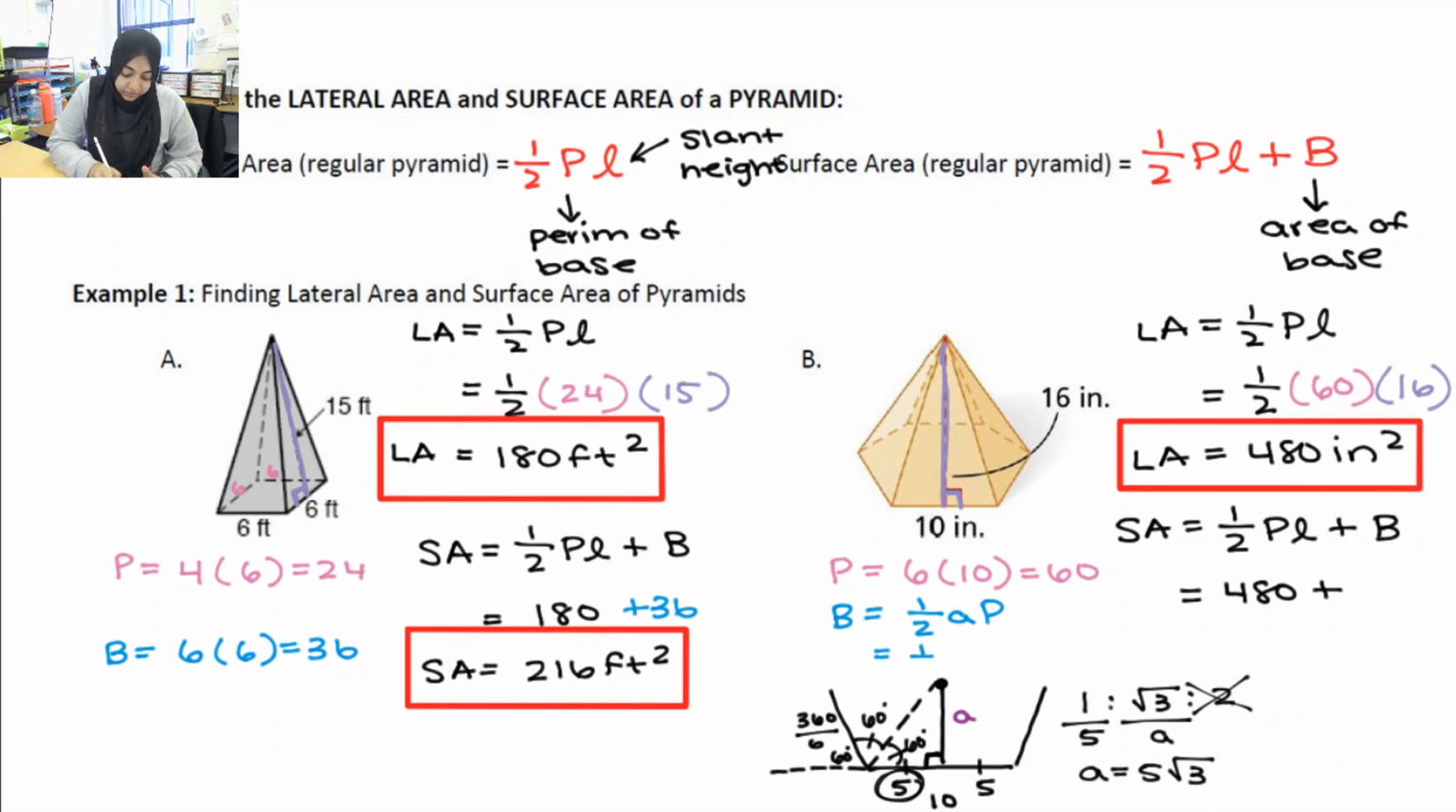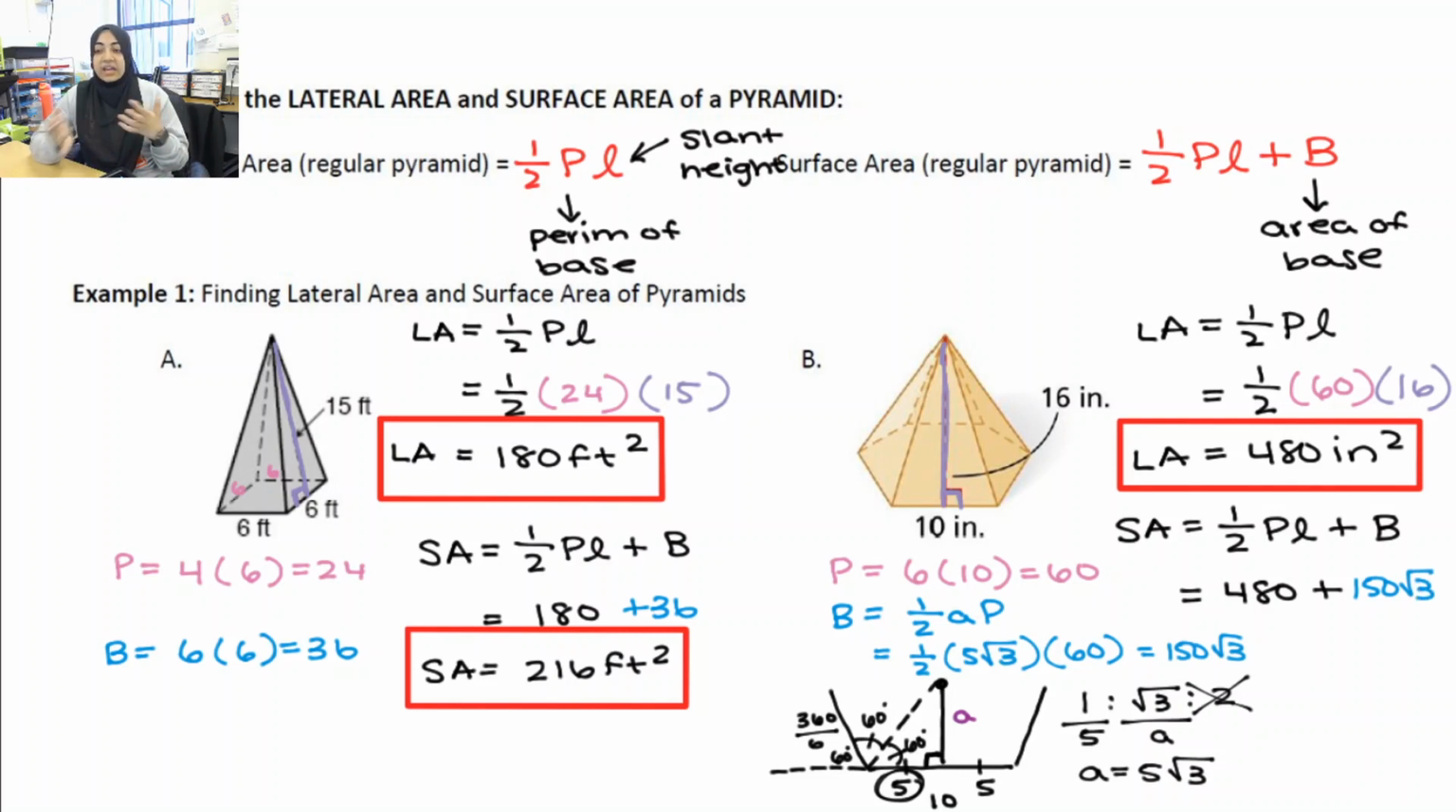Which means the area of the base is 1/2 times 5 square roots of 3 times 60. 1/2 of 60 is 30. 30 times 5 is 150, which is 150 square roots of 3. Now I have to ask myself, can I add those together? Can I combine them? They are not like terms, not if I want to keep them in exact form, so I'm going to leave it just like that. My final answer is surface area equals 480 plus 150 square roots of 3 inches squared.